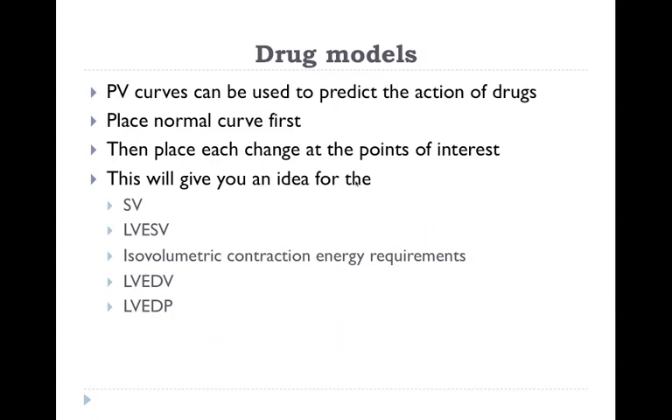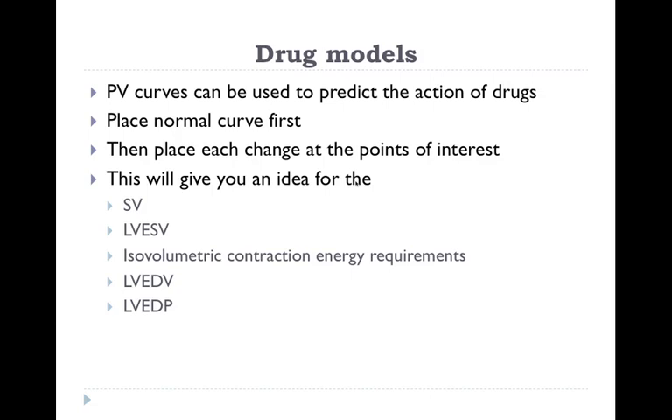Now, one of the things that I want you to do, when you look at your project number 2, is that these drug models, the PV curves, can be used to predict the action of drugs. What I want you first to do is to place a normal curve first, then place each change at the points of interest that are due to the medication that we're discussing. This will give you an idea of the changes that are taking place to the stroke volume. It will also give you an idea of how well the ventricle is emptying at the end of systole, which would indicate to you the left ventricular end systolic volume.